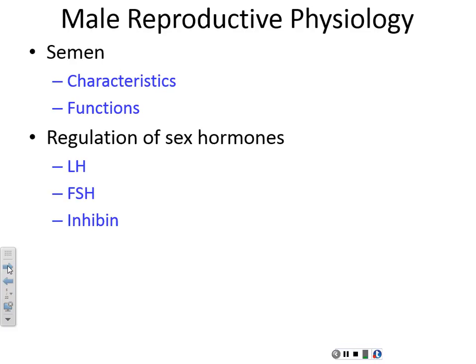All right. So regulation of sex hormones. You gotta know about that graph that shows all those hormones from the pituitary, like gonadotropin-releasing hormone from the hypothalamus, which causes the anterior pituitary gland to produce LH, which stimulates interstitial cells to produce testosterone.